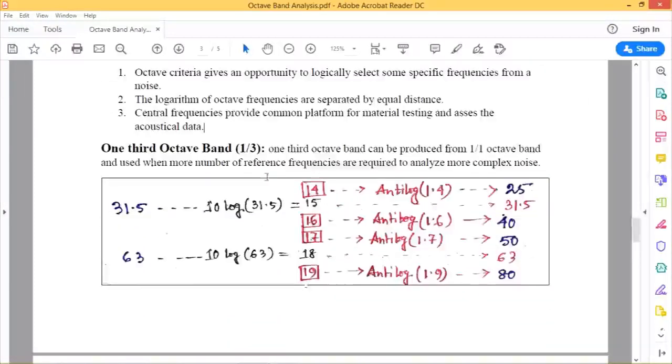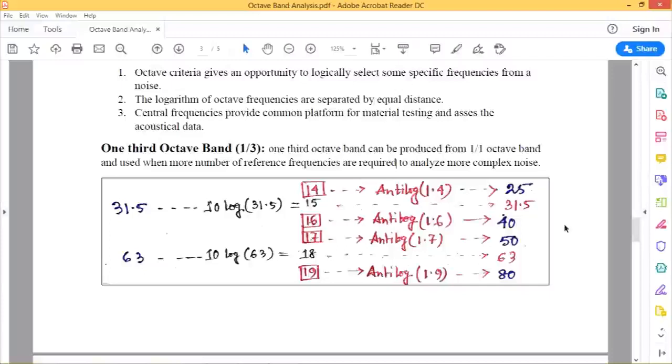Now come to the section of 1/3 octave band. In the previous case it was 1/1 octave band. Now it is 1/3 octave band. The 1/3 octave band can be produced from the 1/1 octave band and is used when more reference frequencies are required to analyze more complex noise.